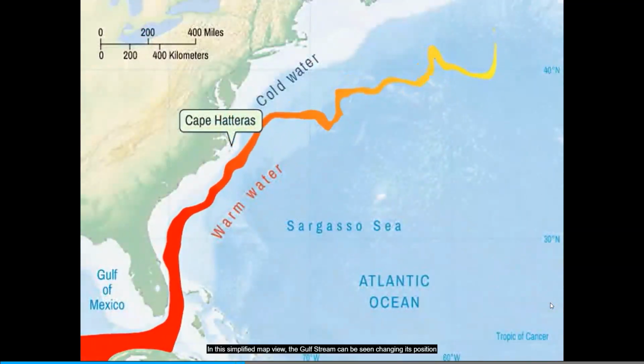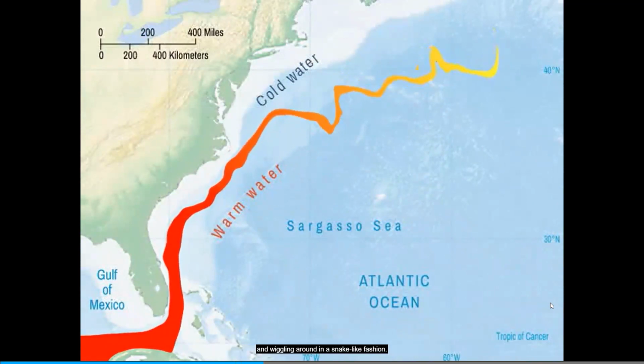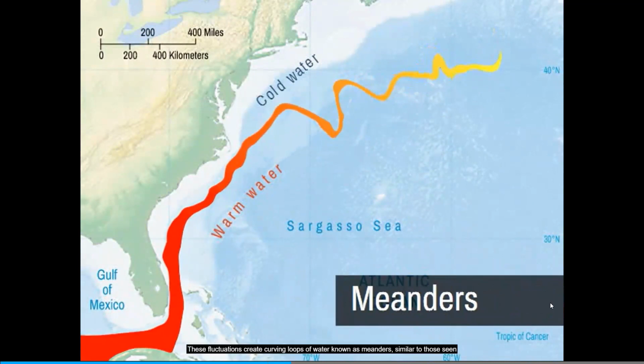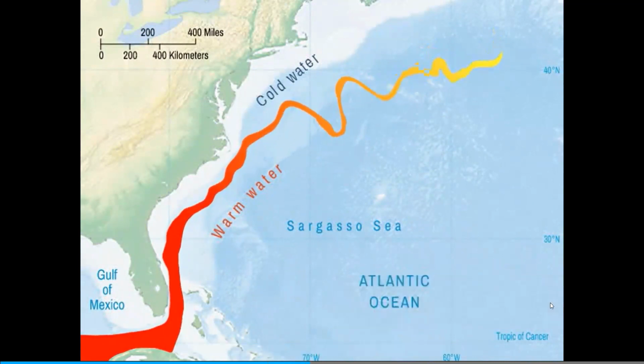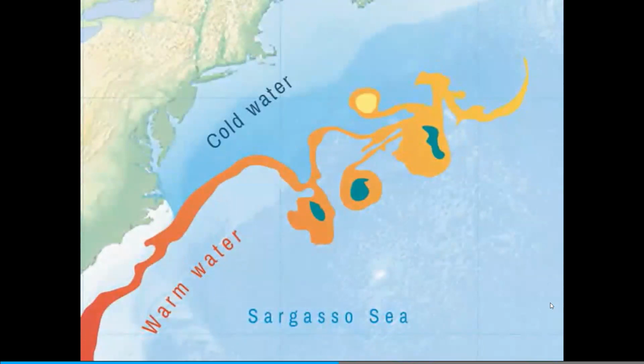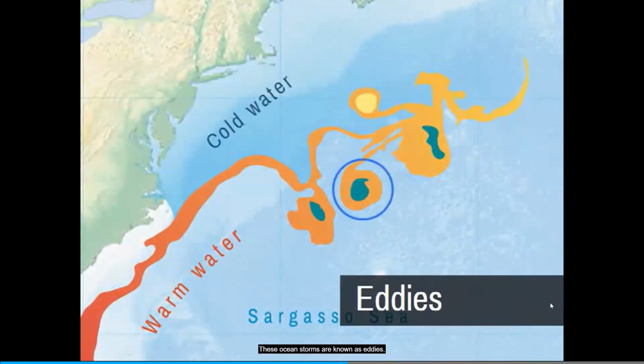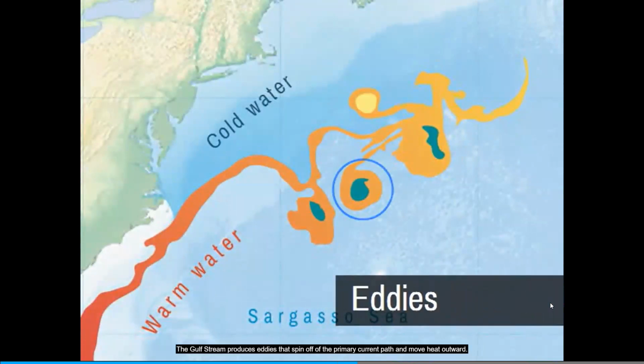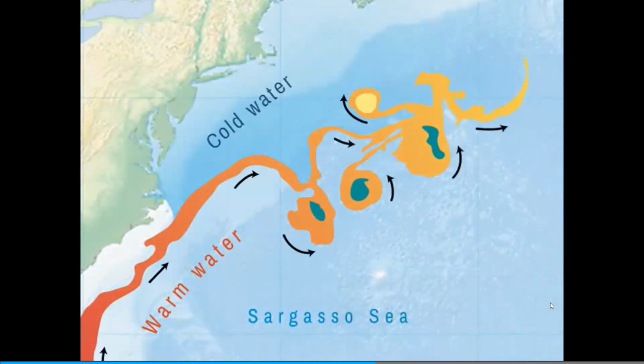In this simplified map view, the Gulf Stream can be seen changing its position and wiggling around in a snake-like fashion. These fluctuations create curving loops of water known as meanders, similar to those seen in the shapes of streams on land. The ocean transfers heat in a similar fashion as our atmosphere through something akin to storms. These ocean storms are known as eddies. The Gulf Stream produces eddies that spin off of the primary current path and move heat outward.